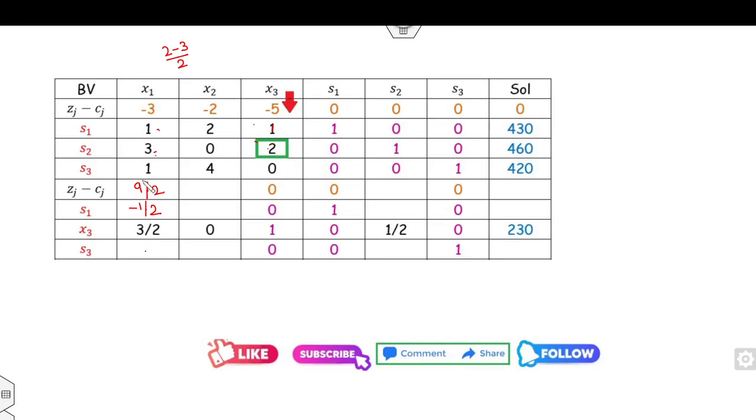Can you find this number? Previous number is my 1. 1 is the box element, 0 and 3. So start from the box, 2 minus 0. 2 minus 0 divided by 2, that is 1.